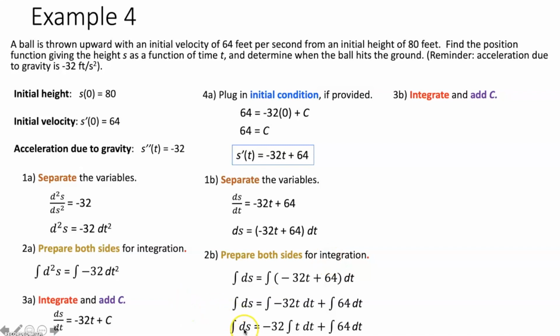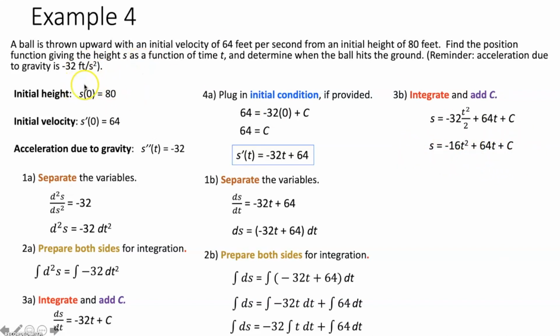So when I take the integral of ds, I just get s. When I take the integral of t, I get t squared over 2. When I take the integral of 64, I get 64t. Remember to add c. Now what I do is simplify. Negative 32 times t squared over 2 just becomes negative 16t squared. And I have found my general solution for my position function.